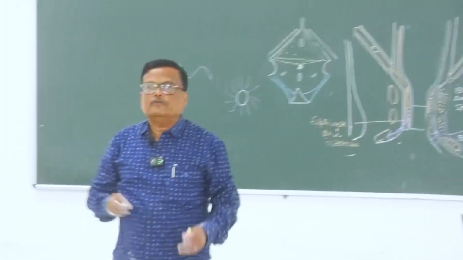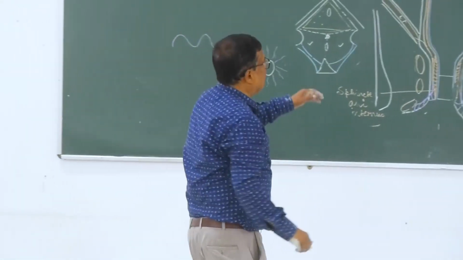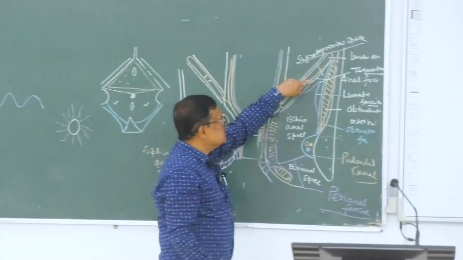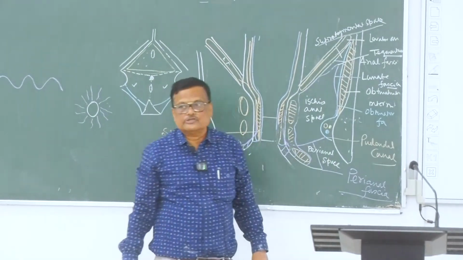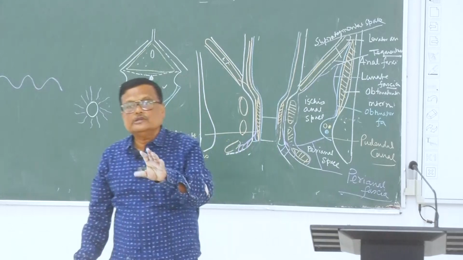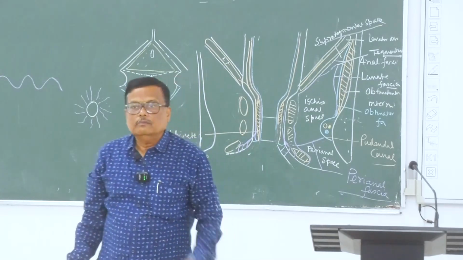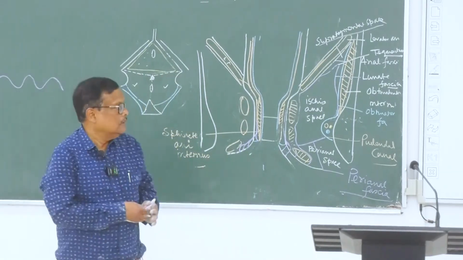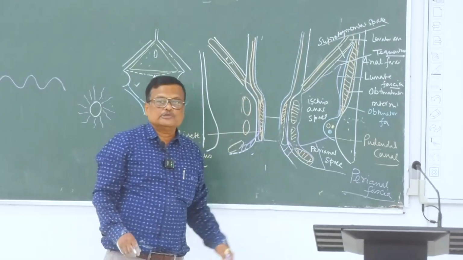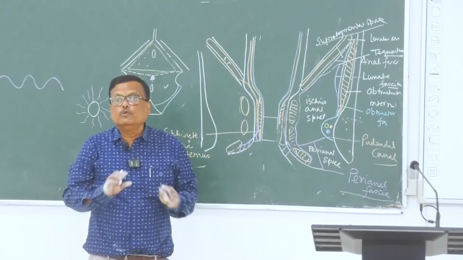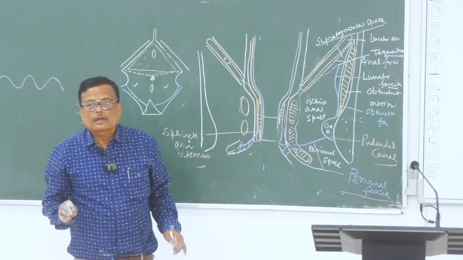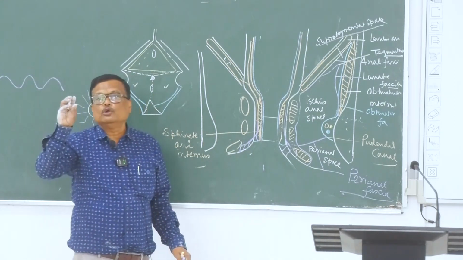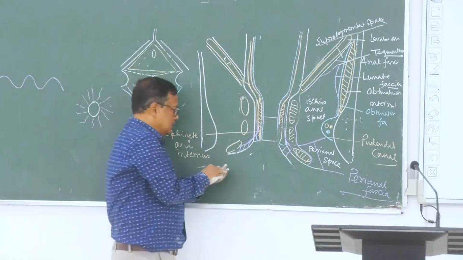So the ischioanal fossa is divided into three parts: supralevator space, ischioanal space and perianal space. Why this division? It is very important, and I am telling you because of clinical anatomy. This space, the perianal space, is full of fat, and this fat is present as small loculi.